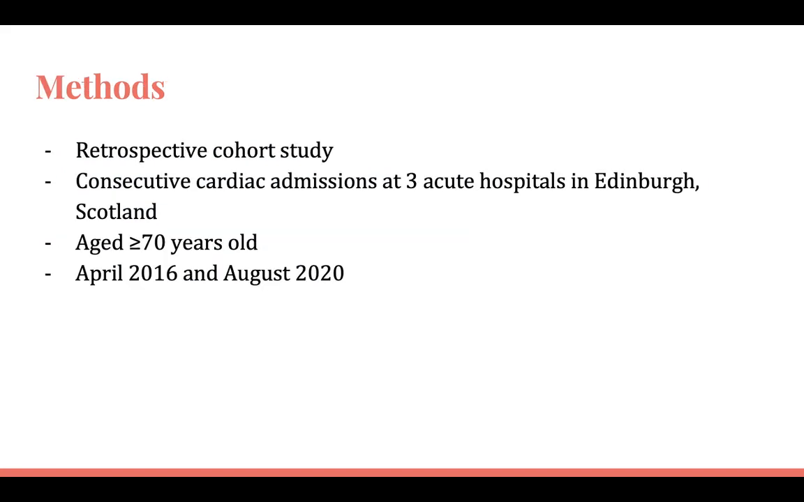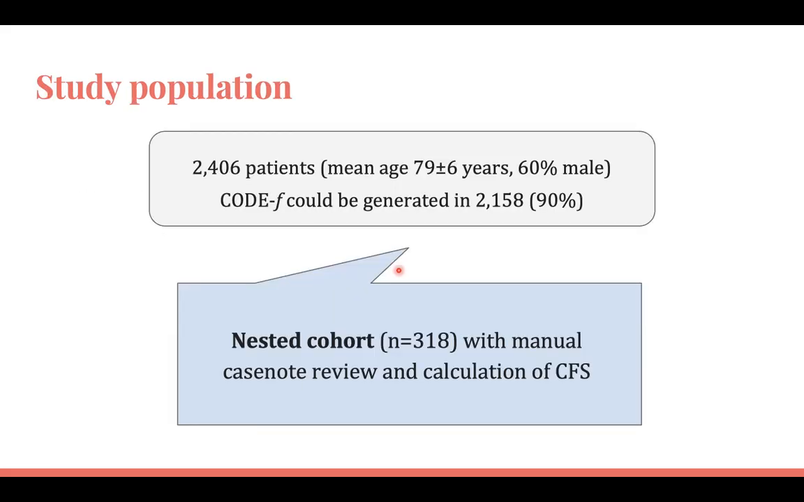We conducted a retrospective observational cohort study, recording cardiac admissions across 3 acute hospitals in Edinburgh for patients over 70 years old between April 2016 to August 2020. From a study population of 2,406 patients, CODAF score could be generated in 90% of them. We were unable to compute the remaining 10%. This is because the tool has a floor effect built in, so it requires at least 50% of the data, which was not met in 10% of the cases.